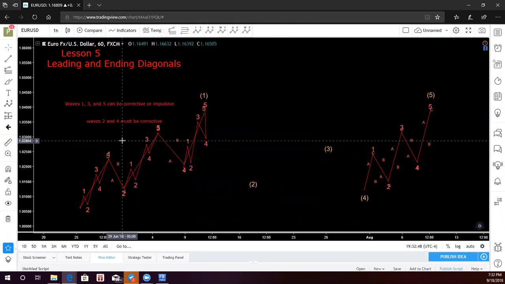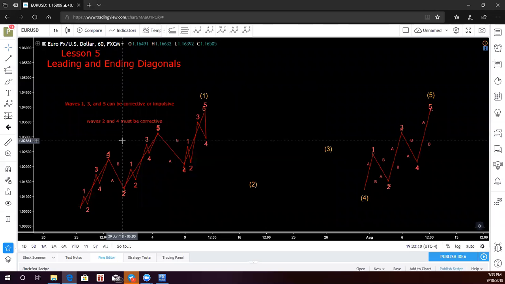Today, obviously, we're going to be talking about leading and ending diagonals. So what is a leading and ending diagonal? First off, we're going to start with the leading diagonal. A leading diagonal is a 5-wave impulsive move that will only occur in wave 1 of an impulse or wave A of a correction.